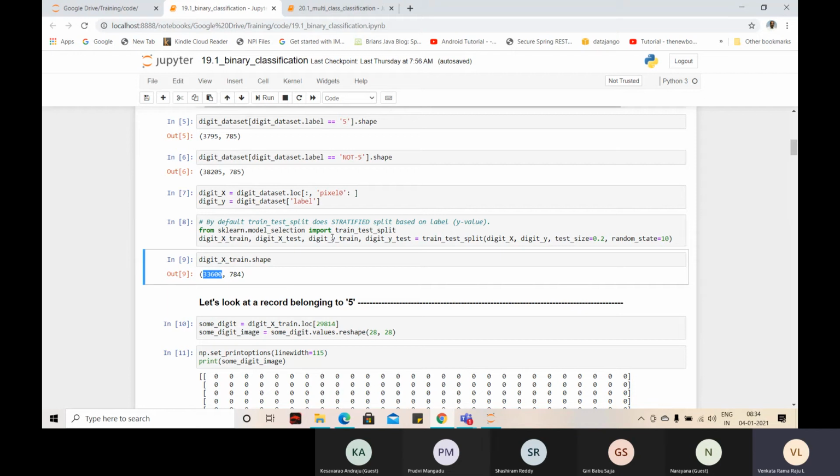Now suppose that you took SVM, support vector machine, and it's going to build a model with 8,000 records. Instead of 33,000 records, it's going to build an 8,000-record model. That is the first model, 0 versus 1. Again, it will take the records belonging to 0 and the records belonging to 2. Again, around 8,000 records, and it's going to build another model. 0 and 3, 0 and 4, 0 and 5, like that, for 0 itself, it's going to build 9 models.